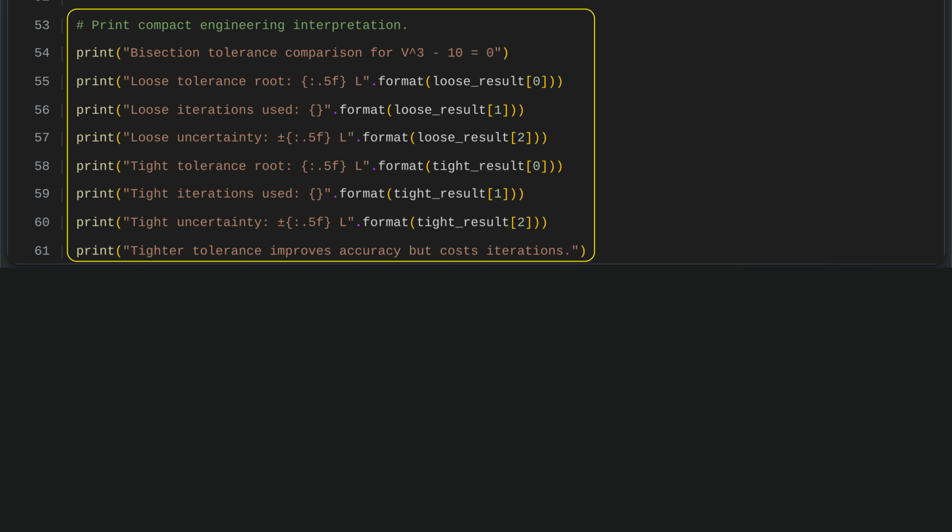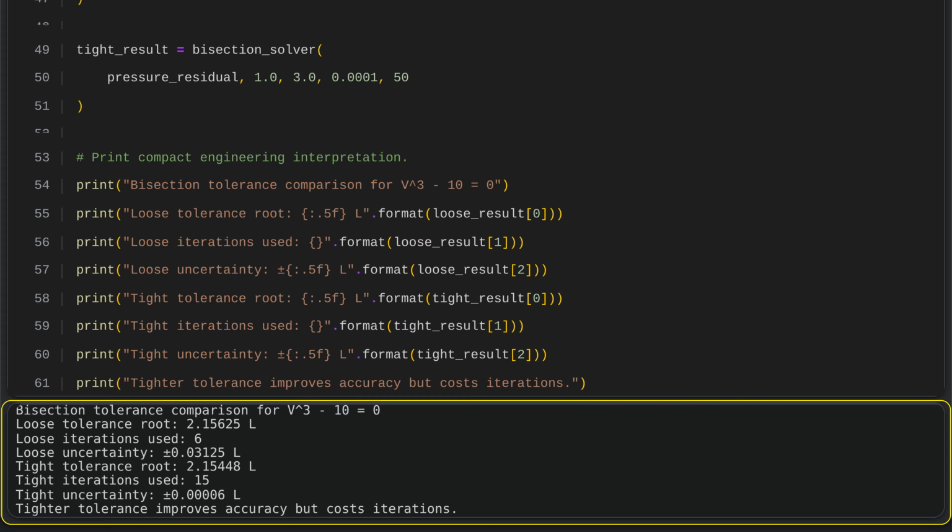This script uses the bisection method to find the root of a cubic pressure volume equation. It compares a loose tolerance with a tight tolerance, showing that a looser setting reaches an answer in fewer iterations but with less precision. A tighter tolerance takes more iterations but produces a more accurate result, demonstrating the trade-off between speed and accuracy.